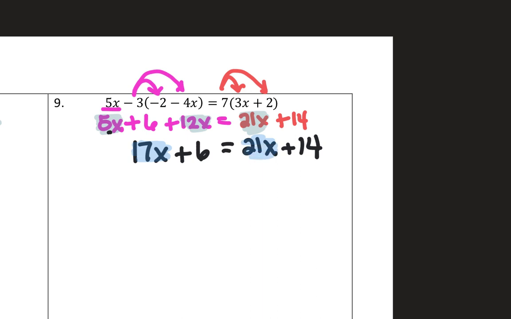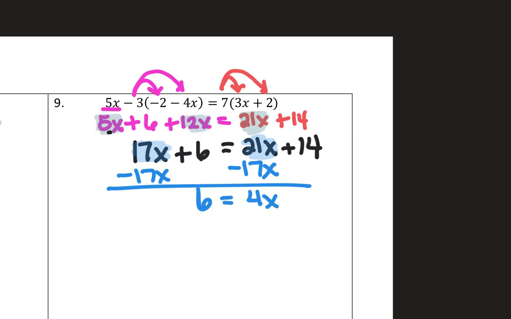All right, I'm going to move over the 17. What's the opposite of a positive 17? A negative, right? So I'm going to minus 17x on both sides. And we're left with a 6 here. This is 4x and 14. All right, I'm going to highlight the x again. And if you notice, now we have 1, which is what we want.